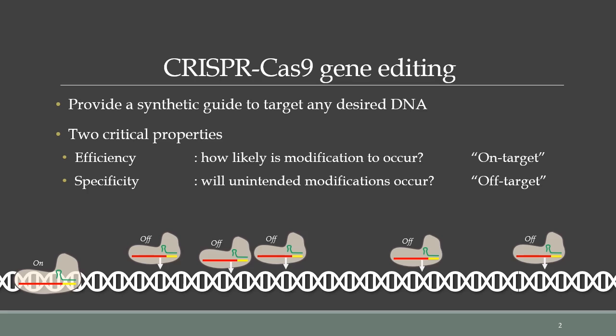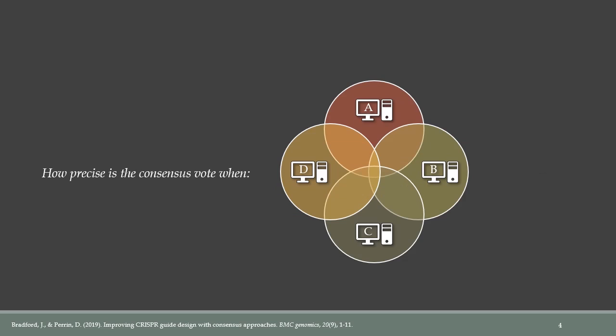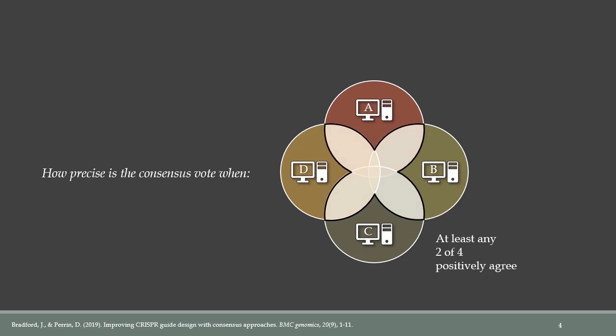We call this off-target. In a previous study titled Improving CRISPR Guide Design with Consensus Approaches, we explored how to improve the prediction of guide efficiency by combining multiple approaches. Let's take the example where we have 4 existing approaches. We ask the question, how precise is the consensus vote when all 4 approaches agree that the guide would be efficient? Or, how precise is the consensus vote when at least 3 out of the 4 approaches agree that the guide would be efficient? Or, how precise is the consensus vote when at least 2 of the 4 approaches agree that the guide would be efficient?